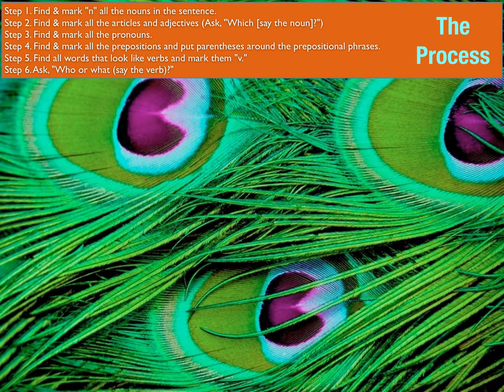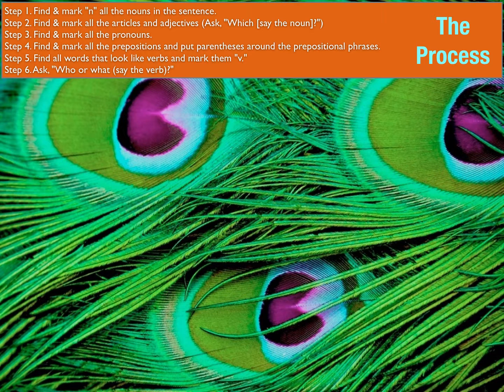So here's the process. Step 1 is the same as the others, and if you've gone through any of the previous presentations, you will see this at the end. Step 1, find and mark over all the nouns in the sentence. Step 2, find and mark all the articles and adjectives. Ask which, say the noun, and then you've got it. Find and mark all the pronouns, find and mark all the prepositions and put parentheses around the prepositional phrases.